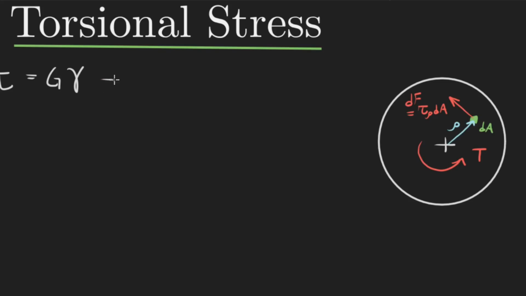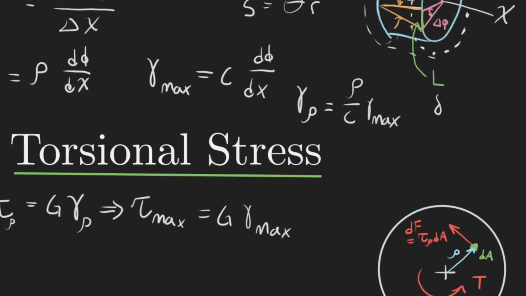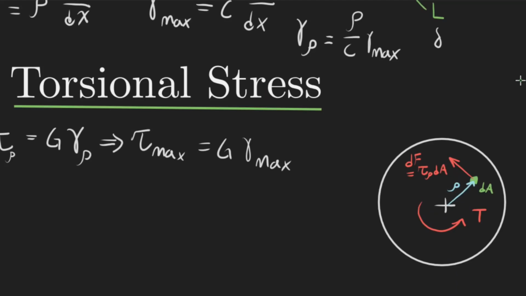So we can also say that our maximum or outer shear stress, tau max, is going to be equal to G times gamma max, or I guess this would be at some radius rho, so we can call this rho and rho right here. Now if we substitute this into the equation up here, solving for gamma rho, we get that shear strain at some radius rho is equal to gamma max, which would be our tau max over G, times this rho over C term.